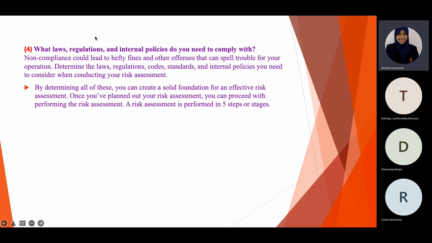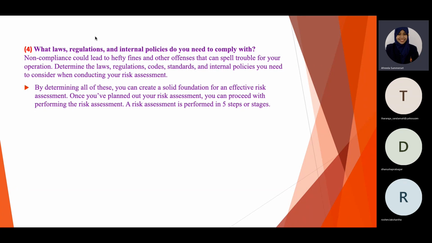So that's why we have laws, regulations and internal policies that we need to comply with. Compliance is a must because even when it comes to health risk assessment, we need to follow compliance, right? Because otherwise you cannot mitigate a risk. You need to follow regulation. Like I said, OSHA regulation, we need to follow.